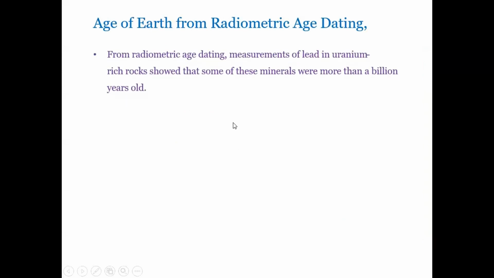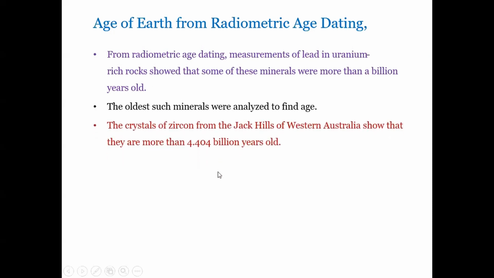So we can finally talk about the age of Earth from radiometric age dating. Radiometric age dating measurements are made with the help of uranium-rich rocks. We measure lead and show that some of these minerals were more than 1 billion years of age. The oldest such minerals were analyzed to find the age. The crystals of zircon from the Jack Hills of Western Australia show that they are more than 4.4 billion years of age.